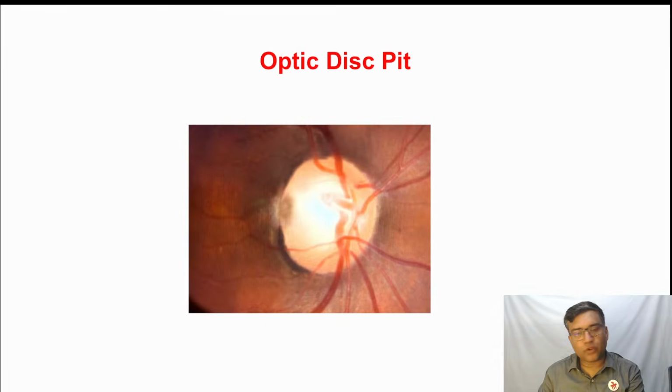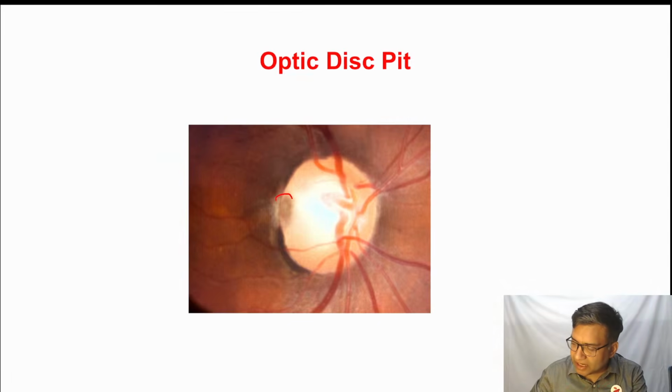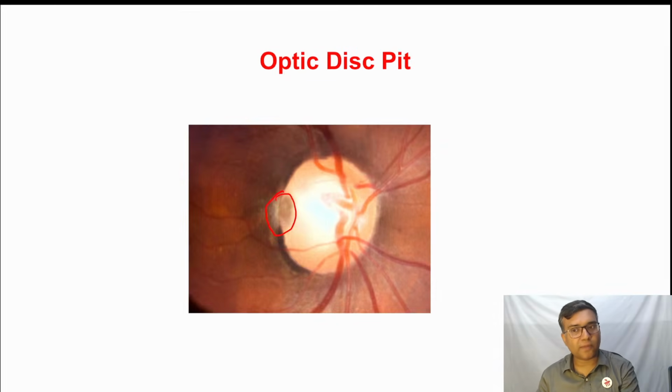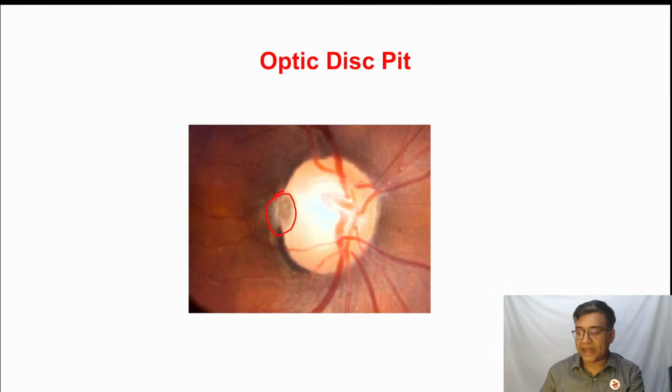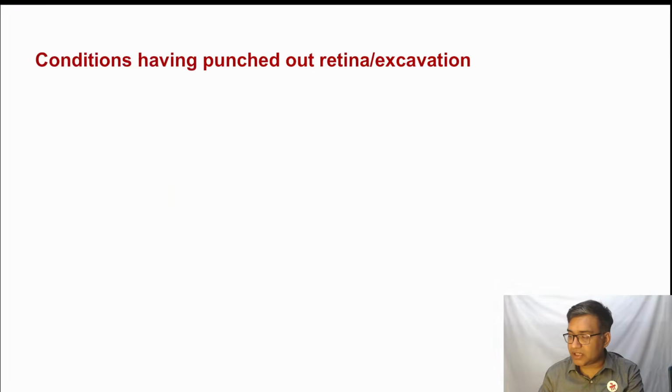One more thing that I would tell you is that a punched out appearance can also be seen around the optic nerve head in patients with optic disc pit. And very important here, if you are seeing an optic disc pit, this can be an important differential diagnosis of a patient with glaucoma as well. So here also there can be an excavation.